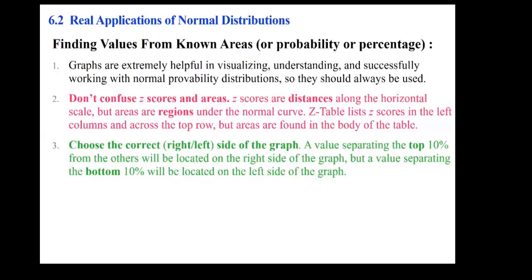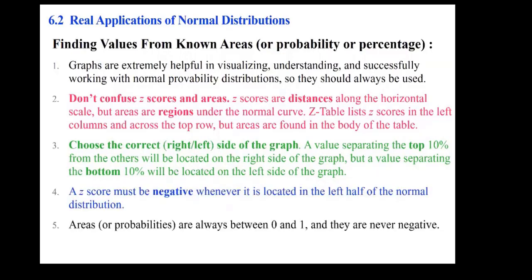If you remember when we did the P10 as an example, if we are looking at the 10th percentile only, that means the bottom 10% versus the top 10% or top 5%, and you name it. The z-score must be negative whenever it is located in the left half of the normal distribution. Areas or probabilities are always between 0 and 1, and they are never negative.